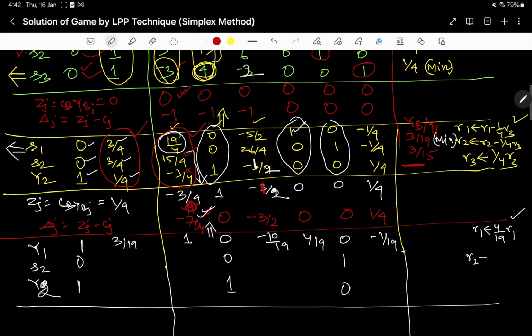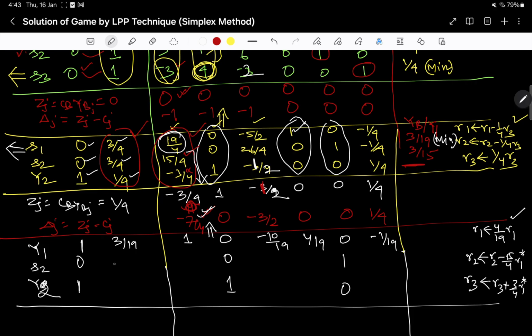Now I should have the operation here. R2 is replaced by, and R3 is replaced by, such that it will be 0. So it will be R2 minus 15 by 4 R1, where R1 star means the new R1. Accordingly R3 will be replaced by R3 plus 3 by 4 R1 star, and accordingly I work it out.